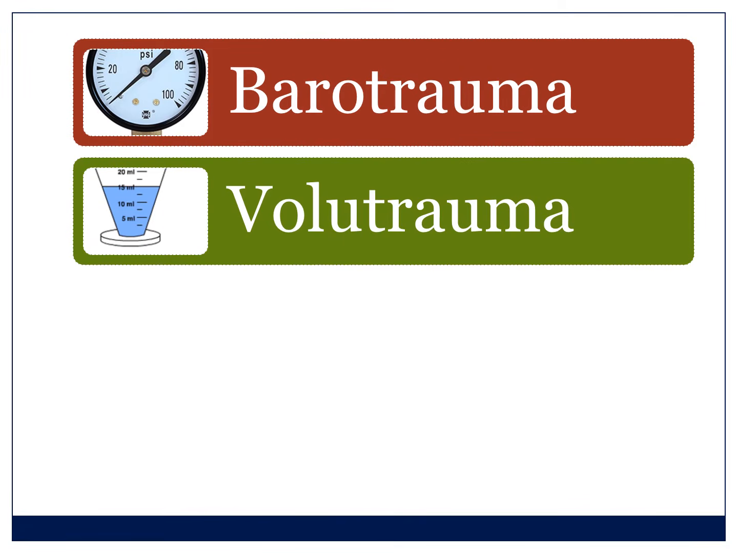There is a thing called volutrauma as well. So if you give too much volume to lungs, even if you don't get high pressures, and you can picture that with a balloon that's been overinflated, it can keep inflating without the pressure going up. So stretching lungs too much causes damage to lungs, and that's why we limit volumes that we ventilate at somewhere between 6 to 8 mils per kilogram.